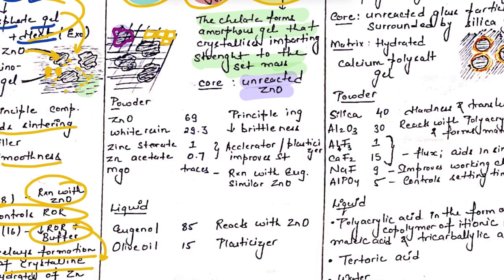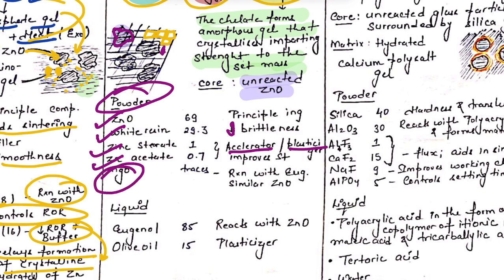Now coming to the composition, the powder contains zinc oxide. We talked about it in the reaction. It has white resin, which decreases the brittleness, because crystallization is taking place and a set mass is being formed, so it could be brittle. Then we have zinc stearate and zinc acetate. They act as the accelerator or plasticizer. Plasticizer is something that holds everything together, and accelerator would increase the rate of reaction.